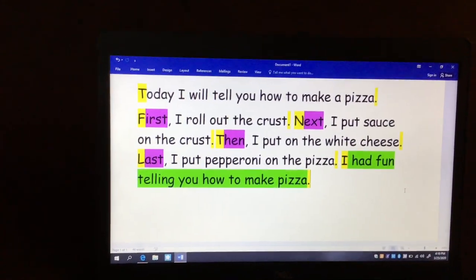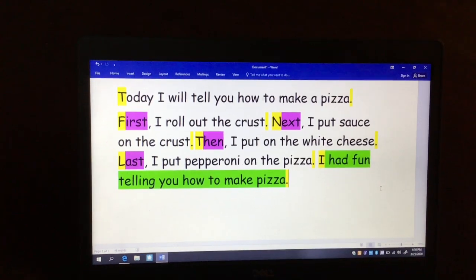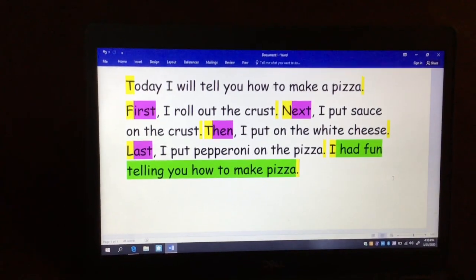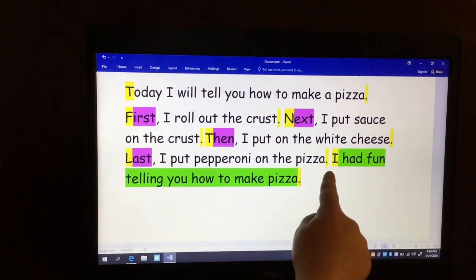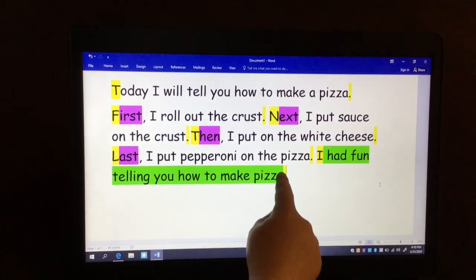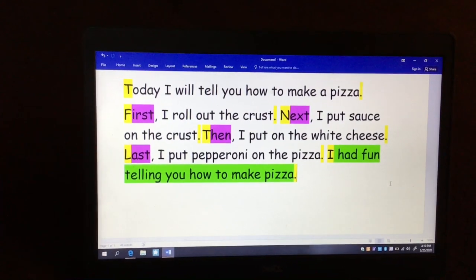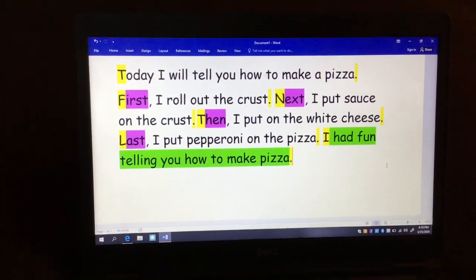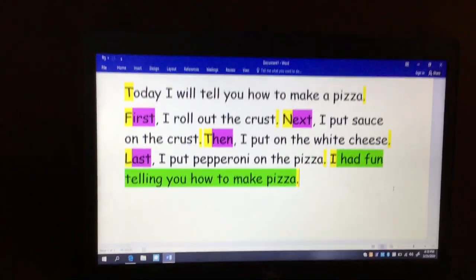Great job. And in my closing sentence, I had fun telling you how to make pizza. Where's my capital? And where's my period? Great job. So as you see, boys and girls, we always check our writing to make sure we begin with a capital and we end with the period.